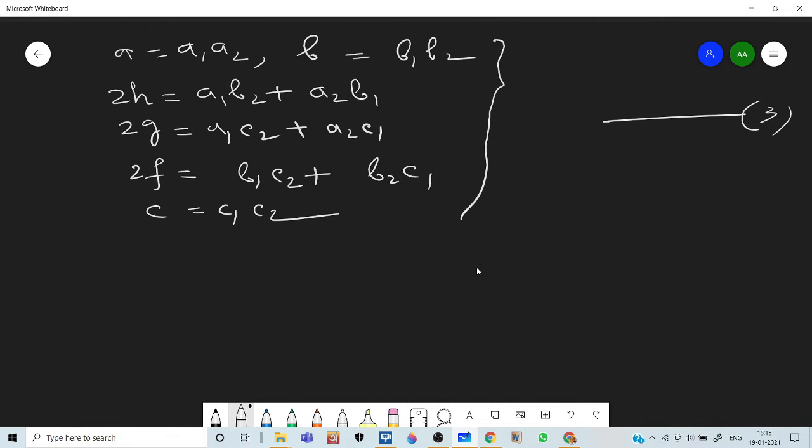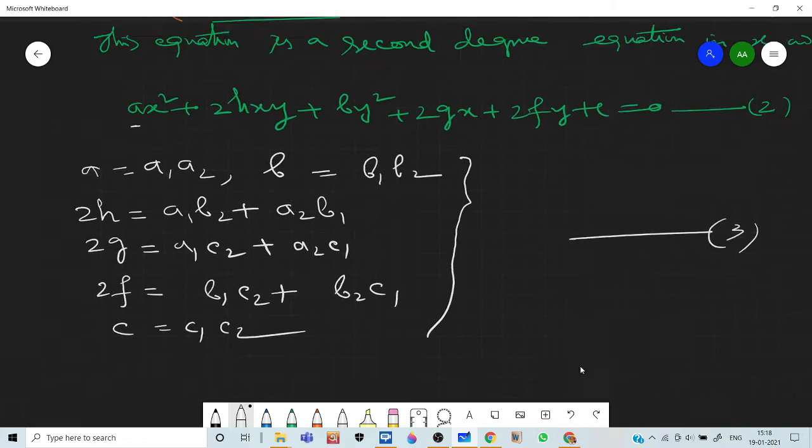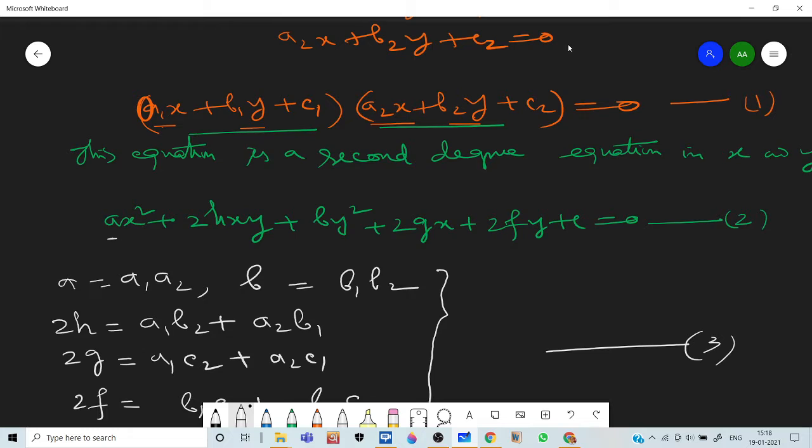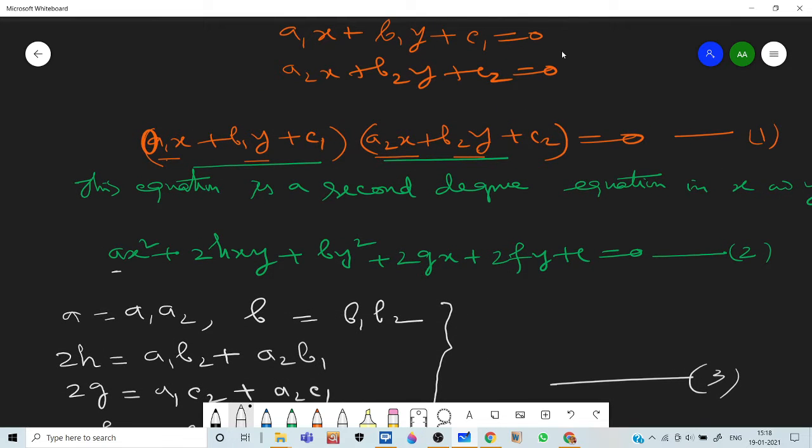And since equation 1 represents a pair of straight lines, because here we have the first straight line and the second straight line, combining these two straight lines we get a combined equation. In equation 1, setting this factor equal to 0 and that factor equal to 0, we get two straight lines.